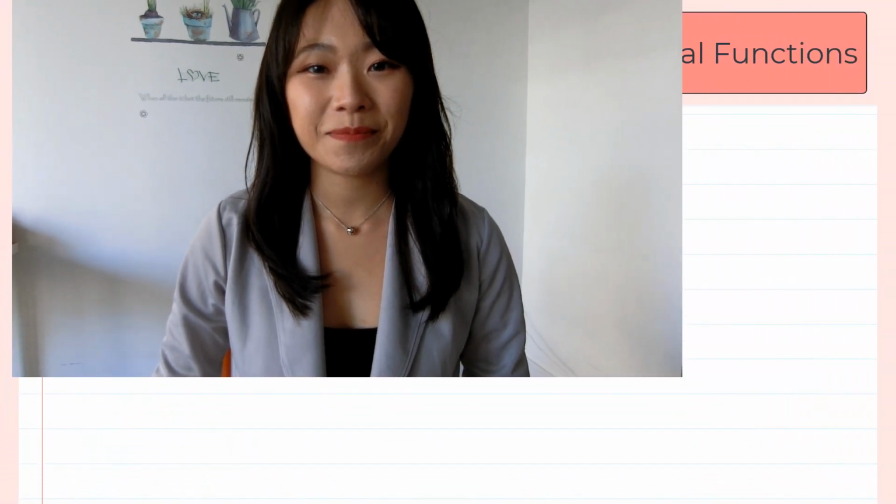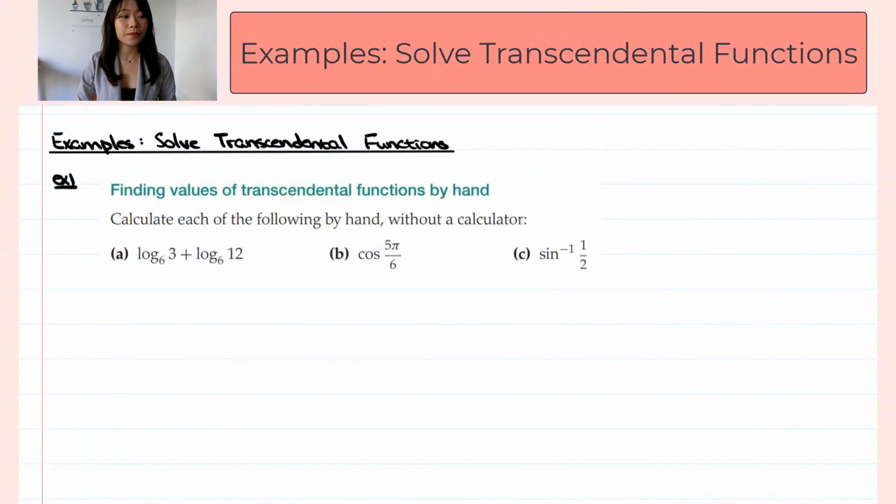In this lecture, let's look at two examples of solving transcendental functions by hand. Here's the first example. We want to find the values of transcendental functions without using a calculator. Part A, we add up two log functions. We have log with base 6 of 3 plus log with base 6 of 12.